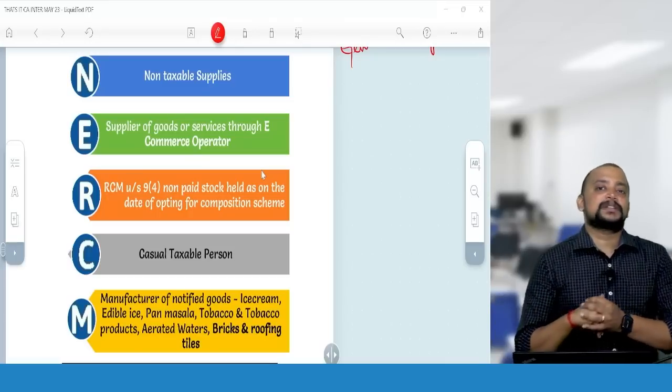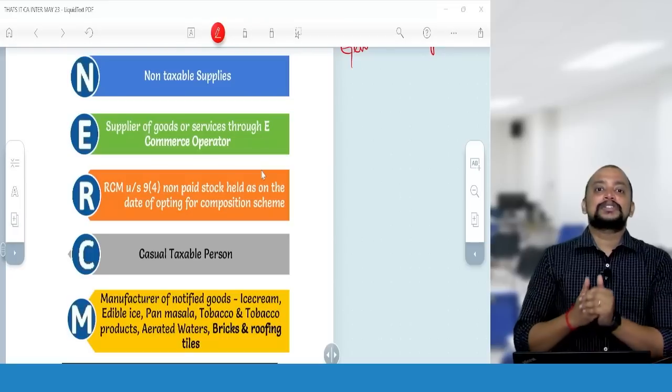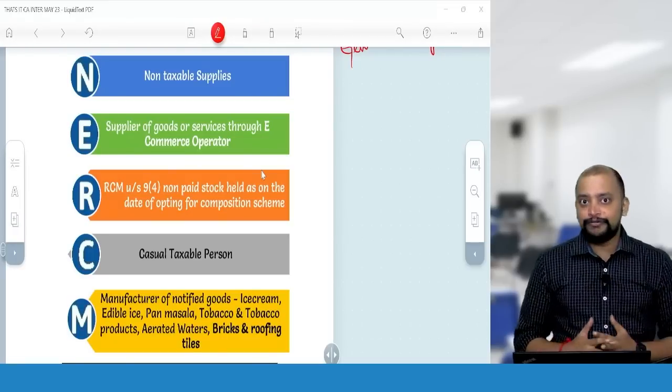C for casual taxable person. A person who comes from another state to this state to make supplies in this state and does not have any physical place of business in this state is a casual taxable person. They also cannot go for composition scheme.